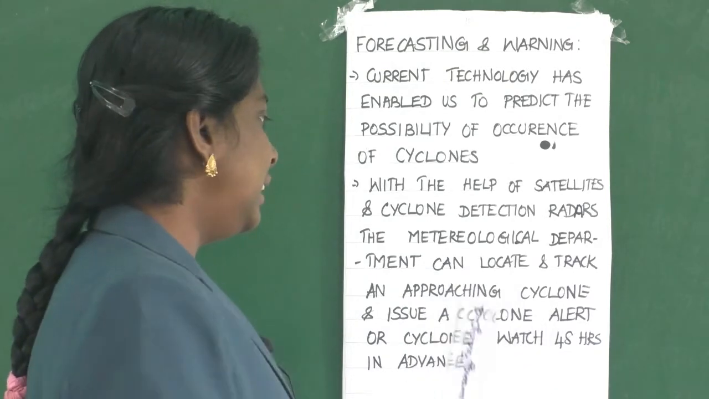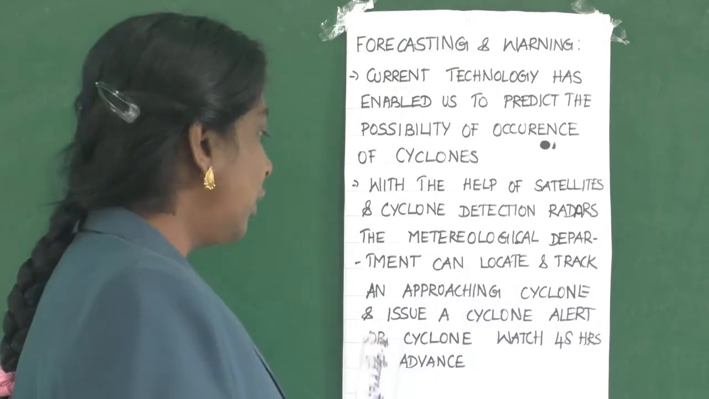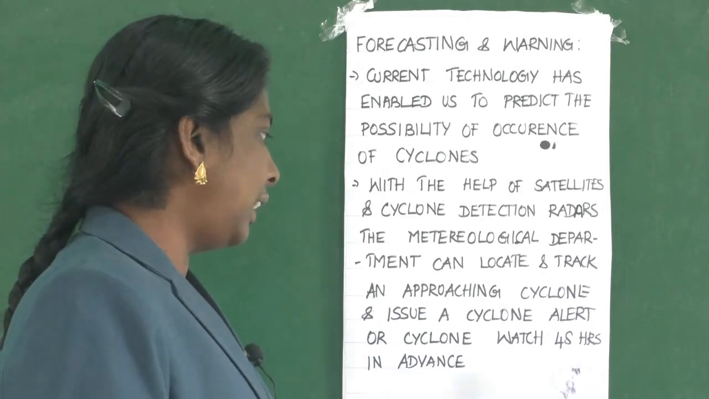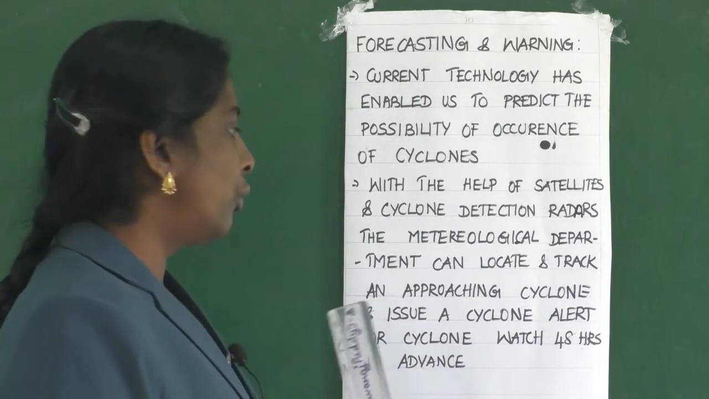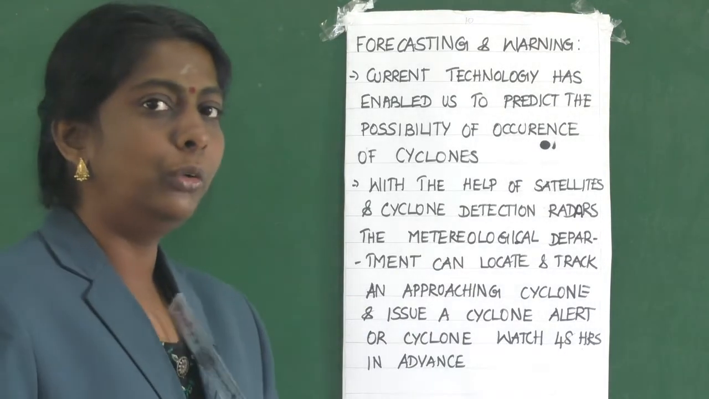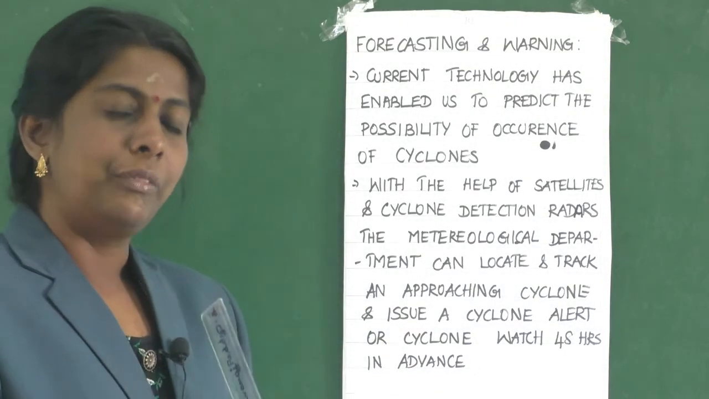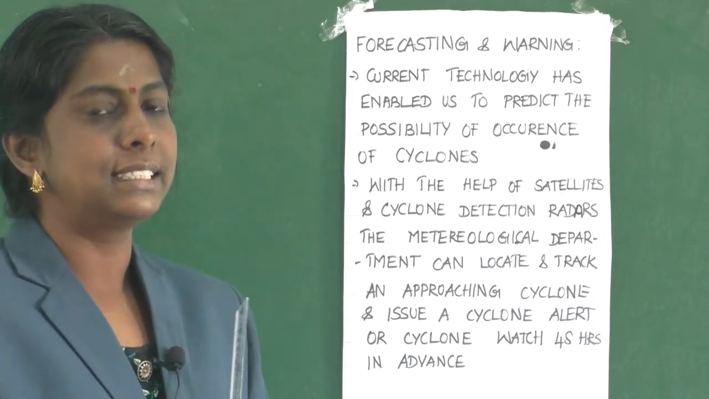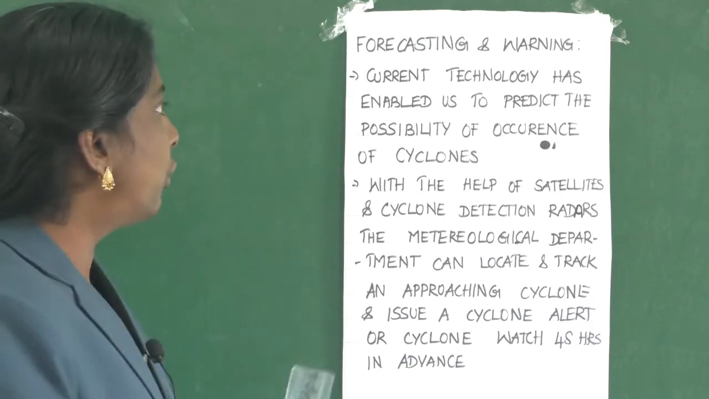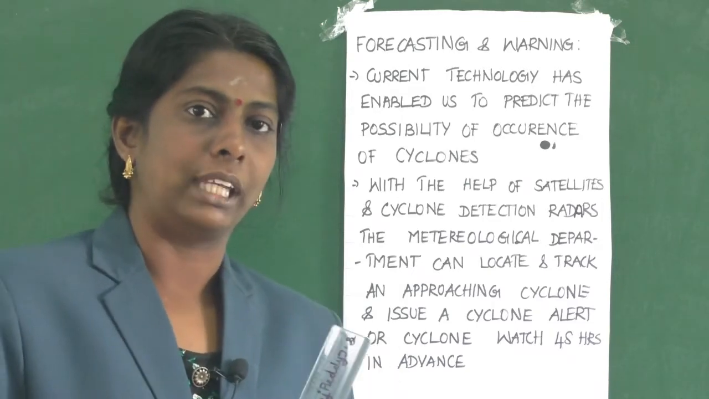That's why we are getting a cyclone alert or cyclone watch 48 hours in advance. We are able to know about it 48 hours earlier because of current technology. So that's about forecasting and warning.